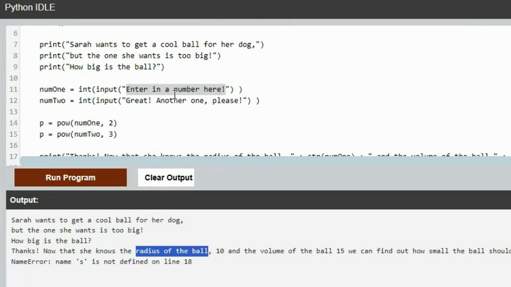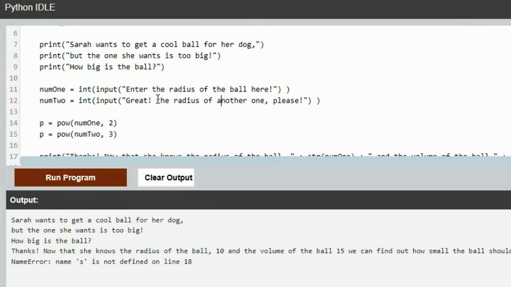Okay, so enter the radius of the ball here. Great. And then the other one would be the radius of another one, please. Then we can do that. I'll capitalize that too. So that would be a better input statement so they understand what in the world you're supposed to be entering.